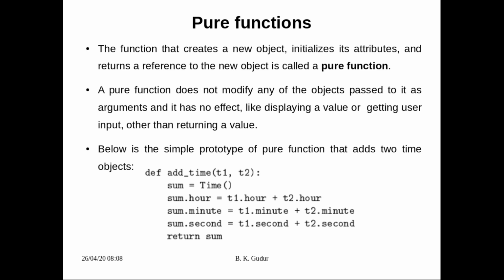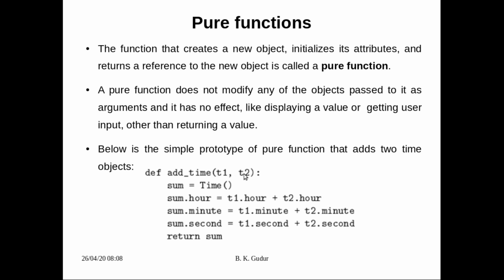Its work is to just work on the objects, not to modify them. It may return a new object, whereas it will not display anything and it will not modify the arguments that are passed to it. Below is a simple prototype of a pure function that adds two time objects. This is the definition where it is going to add two time objects t1 and t2.